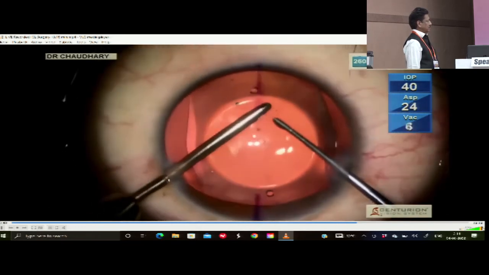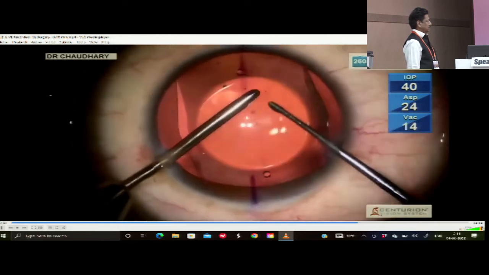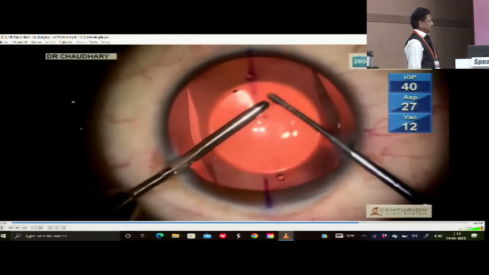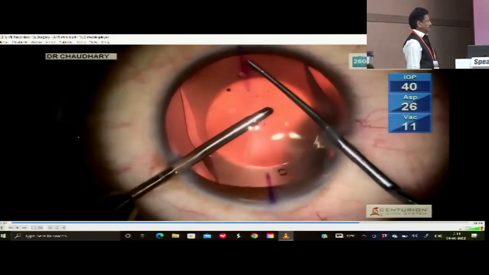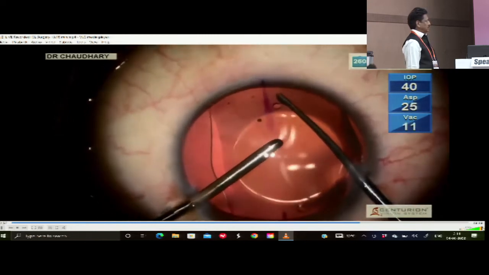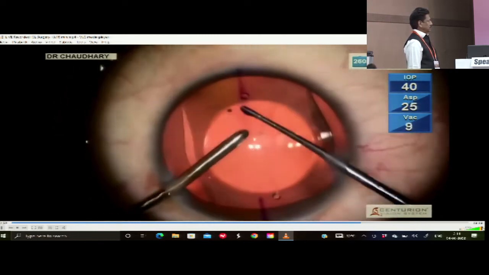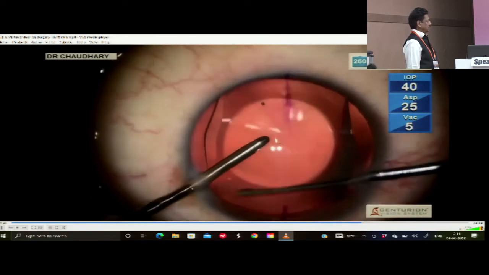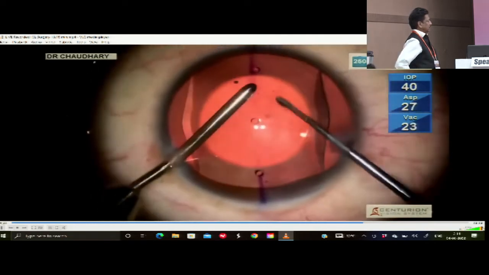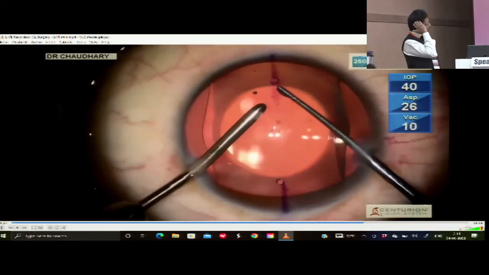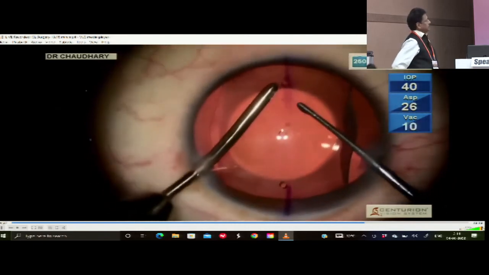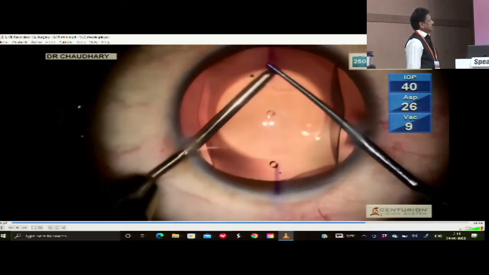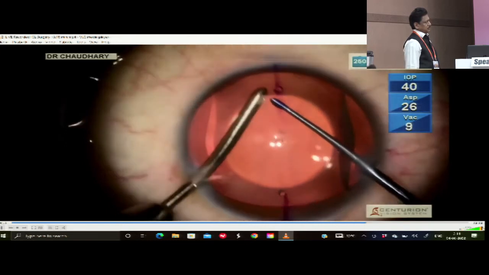Now, before I tuck the ICL into the required position, I have to bring the ICL and align the axis marks. These are the axis marks to the axis marks on the cornea. So these are aligned, and now I have to start the tucking process.